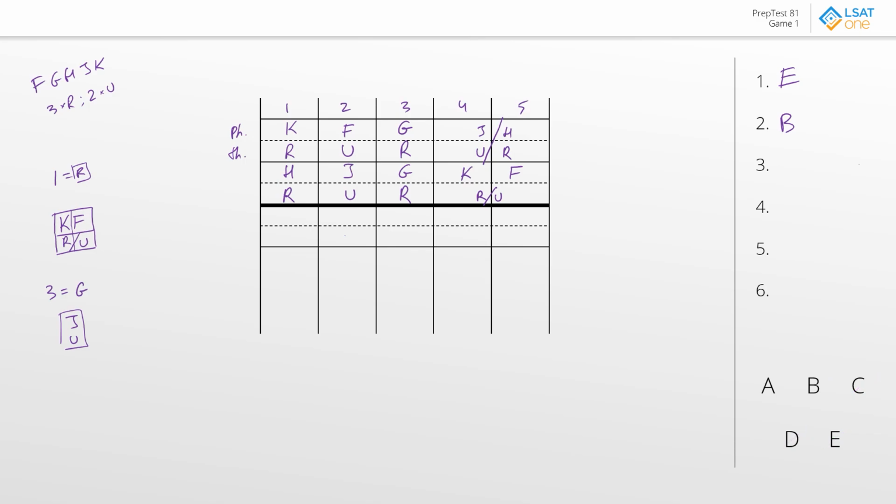Next, question number 3. If the essay in the fourth position is urban, it's worth noting that this is consistent with both possibilities, but both of them will lock it down a little bit more specifically.